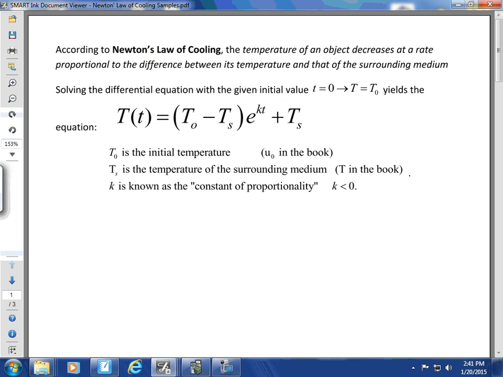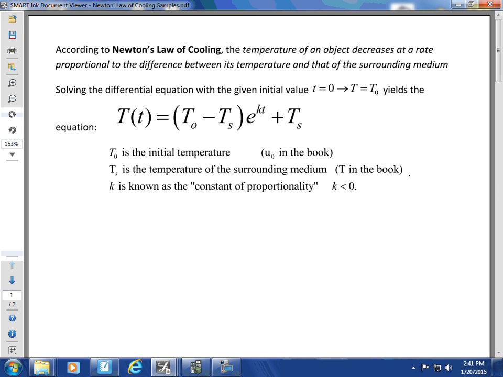Okay, so we'll start with Newton's law of cooling. We'll do two examples of that, and then we'll look at logistic growth. We'll do just one example of that. And if you look at Newton's law of cooling, you get this nasty looking formula. Again, I'm not going to ask you to memorize this formula. I personally don't have it memorized either.